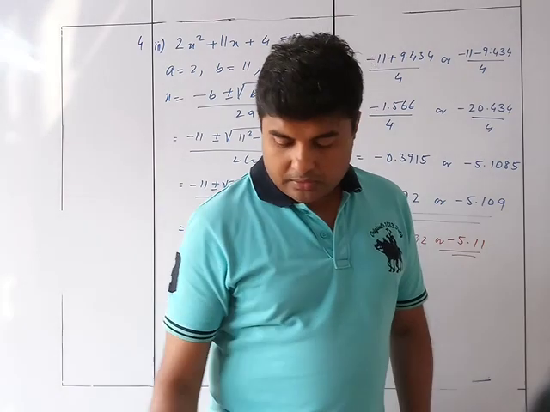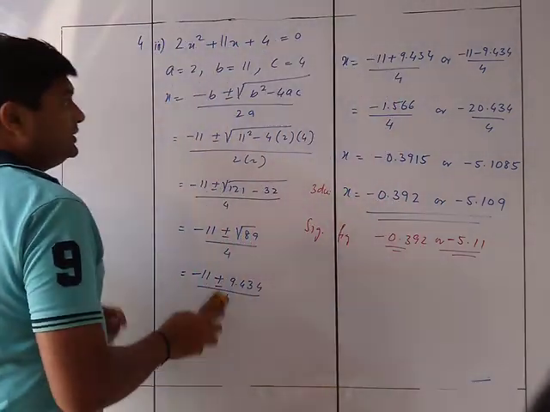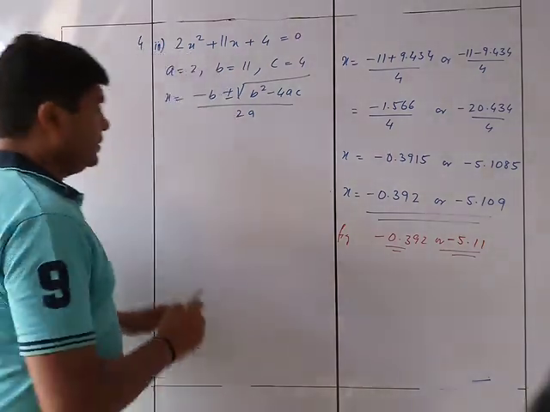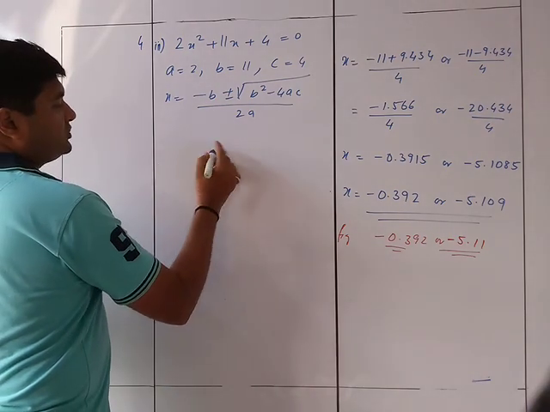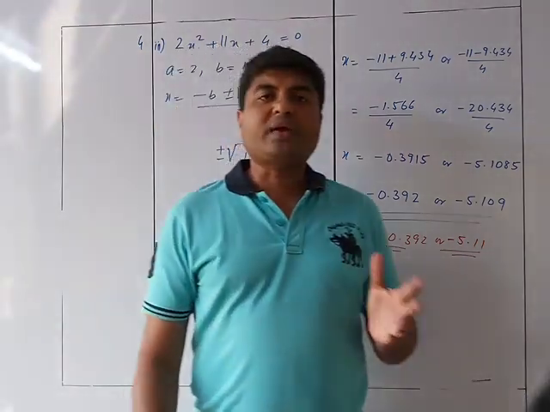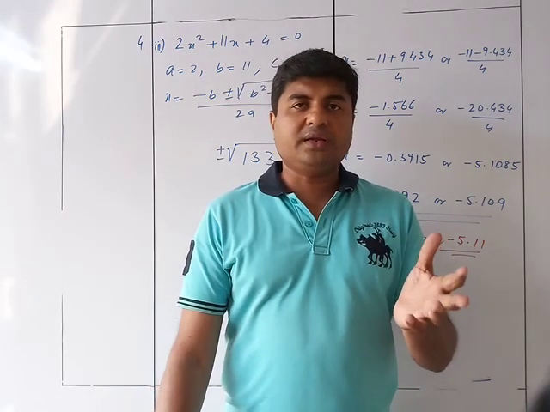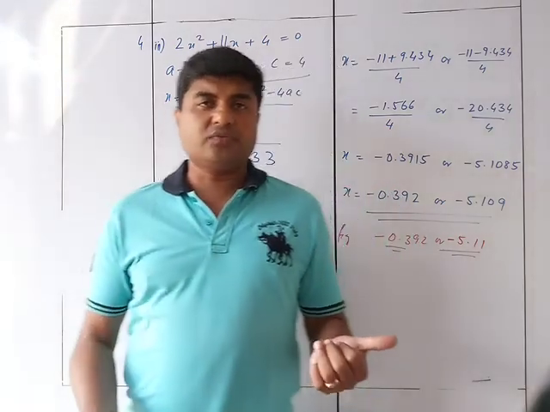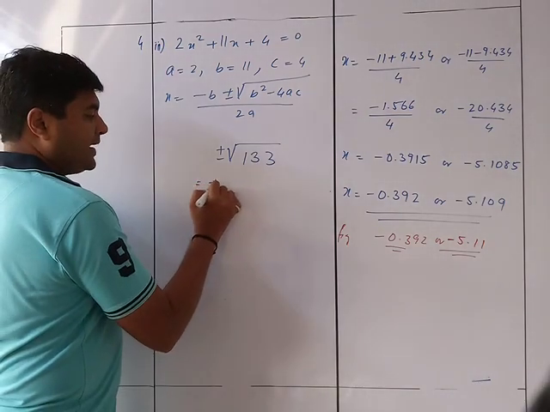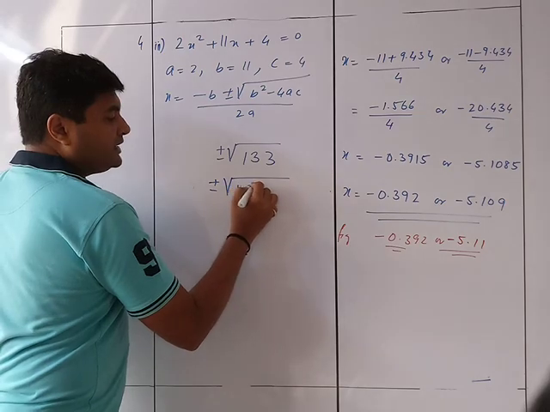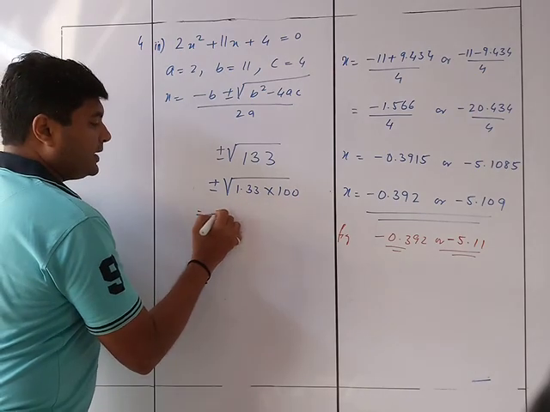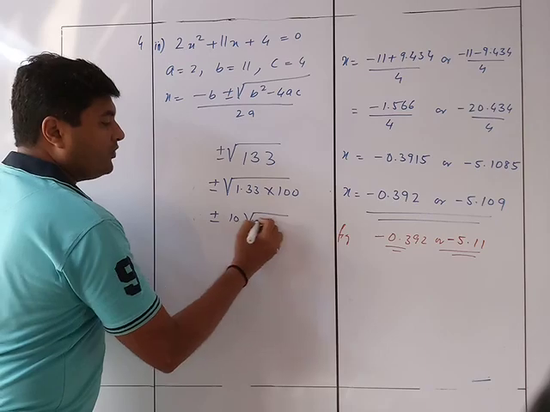There is one more important thing which I would like to share in this particular video itself. Suppose you have got the root as something like plus or minus root of 133. Now, if it is something like 133, what will happen? You cannot find the value directly, because 133 itself is almost like a prime number. You do not have any factors of 133 that you can split to do something. In such a case, we'll take it as plus or minus root of 1.33 into 100. This 100 is nothing but 10, so it will be plus or minus 10 root of 1.33.